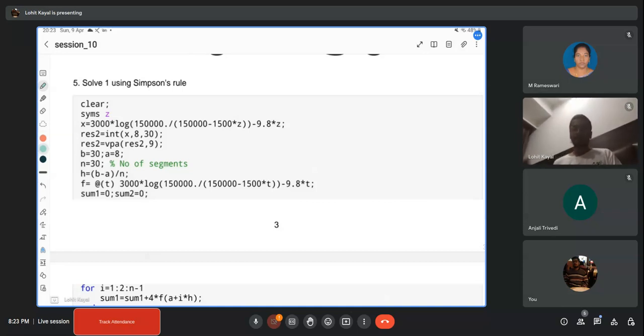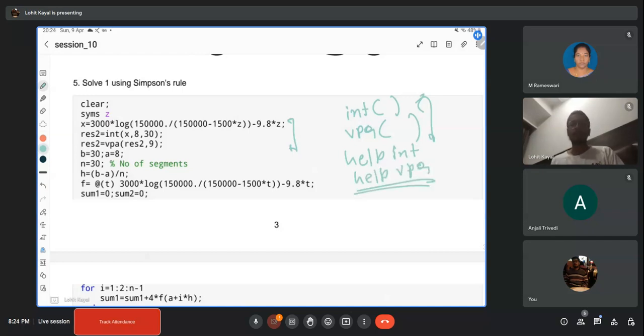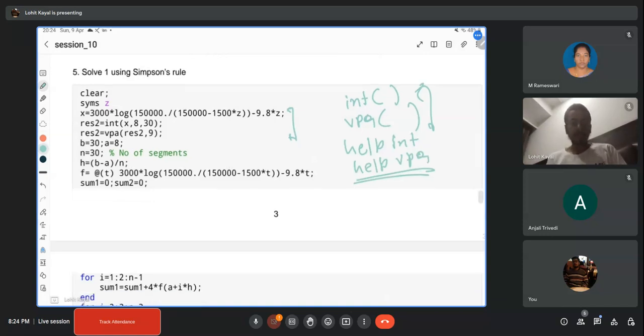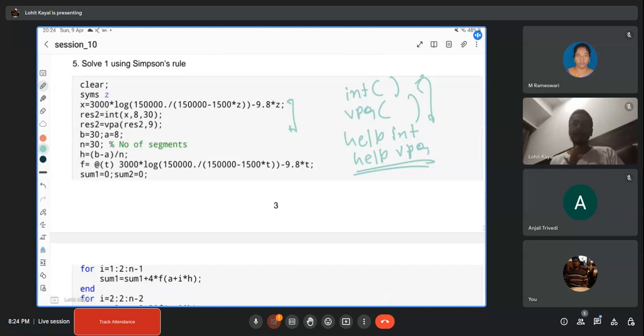Another thing. So this is the numerical way. I will take you through it later. This is the analytical way of solving the expression using int, and then you change the symbol to a number using VPA. I hope this is clear to you. If it is not clear, just write in MATLAB help int or help VPA. It will give you the complete documentation. So everything is the same, but the main body has changed.